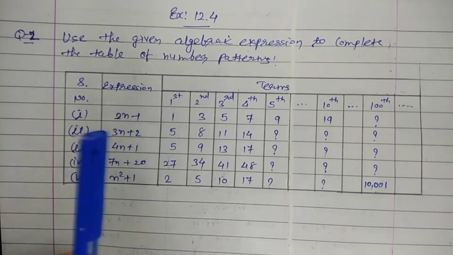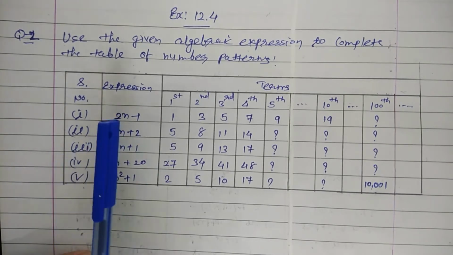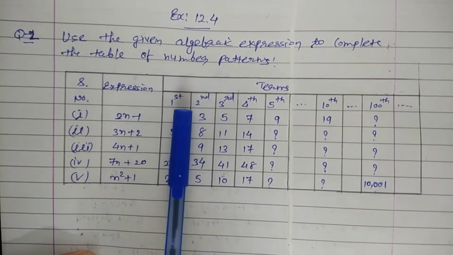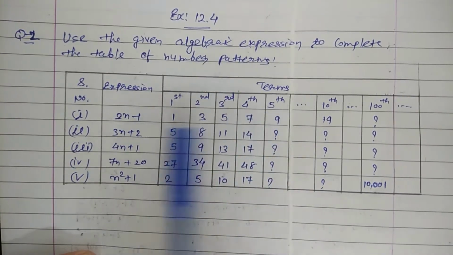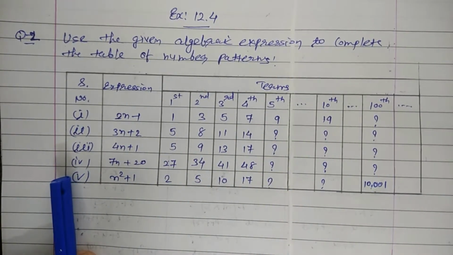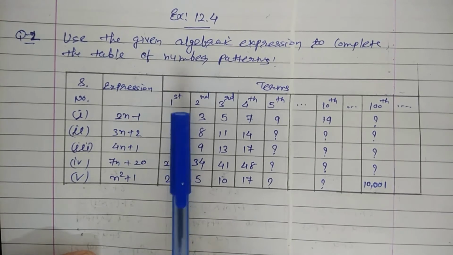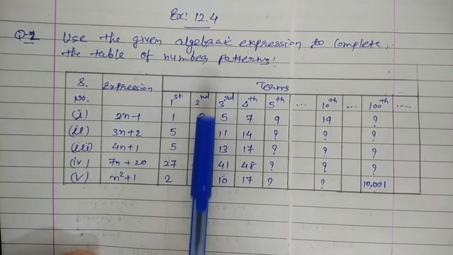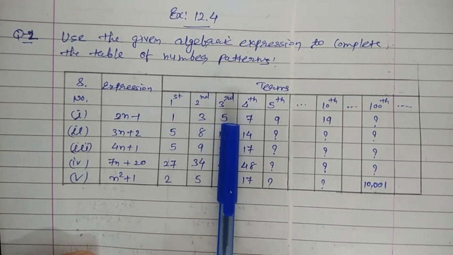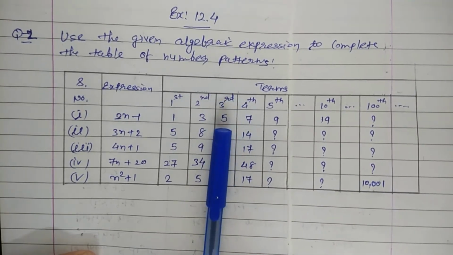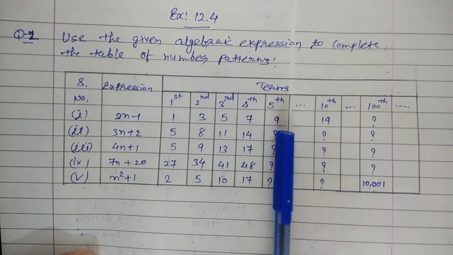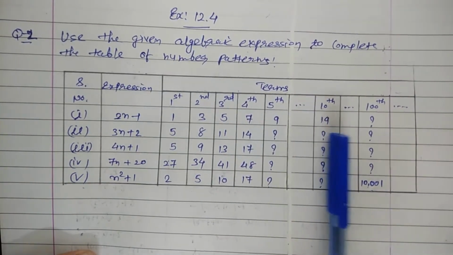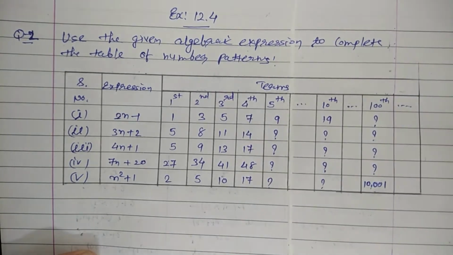Now when we take n is equal to 1 and we find the value of this expression, we get the first term. When we take n is equal to 2 and find the value of this expression, we get the second term. This way this table is written. So for 2n minus 1, the first term is 1, the second term is 3, the third term, that is n is equal to 3, we get 5. For this expression 2n minus 1, the fourth is 7, the fifth is 9, the 10th is 19 and the 100th we have to find.